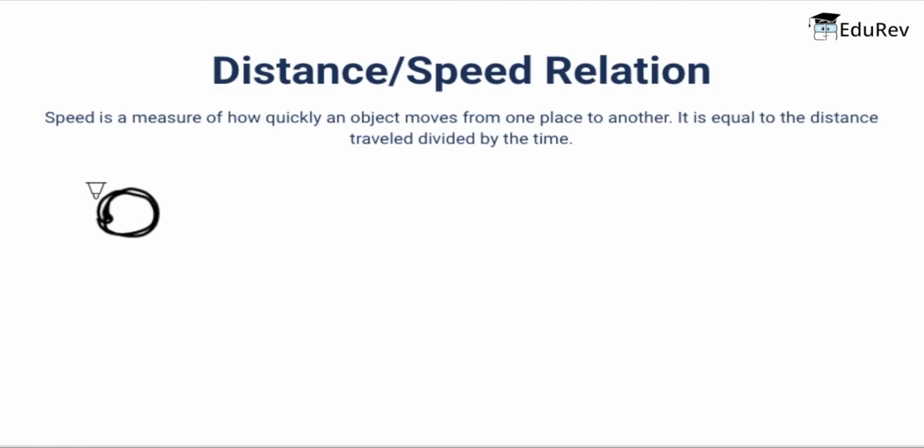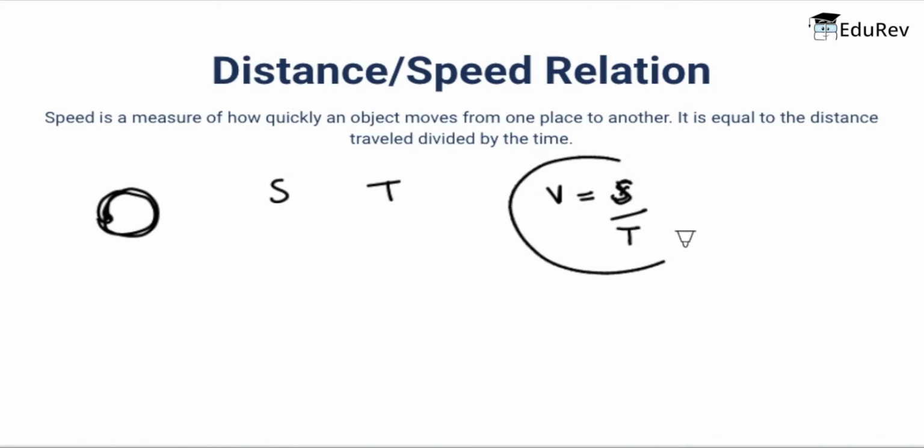The velocity is the time rate of change of displacement. Suppose S is the displacement of the object in some time T, then the velocity is equal to what? V equals S by T. Alright, so V is nothing but S upon T. The units of velocity are what? Meters per second or kilometers per hour.